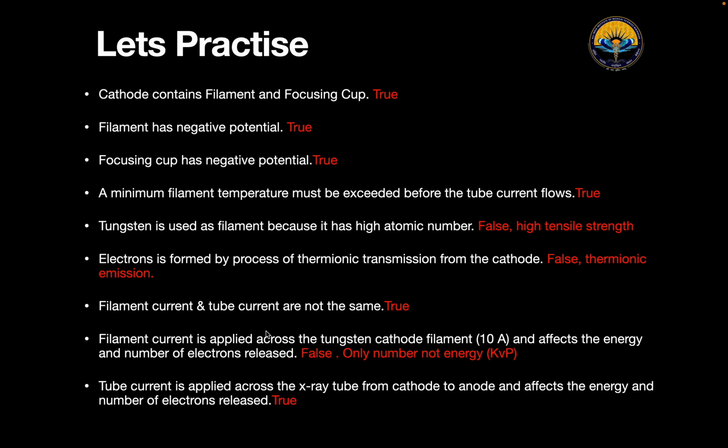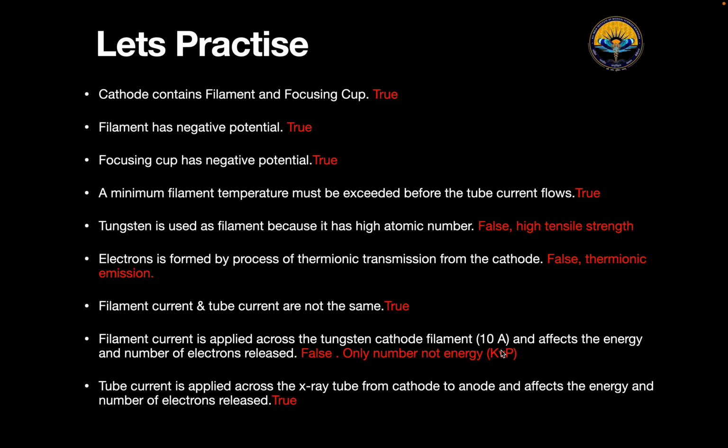Filament current and tube current are different, that is true. Filament current is applied across the filament, this is approximately 10 mA, and affects the energy and number of electrons, that is false. Filament current will cause heating of the filament and will cause emission of the electron. There will be more number of electrons released, but it will not affect the energy. Energy depends on how fast the electrons will go from cathode to anode, and it is not affected by the filament. So filament current will increase the number of electrons, but it will not increase the energy.